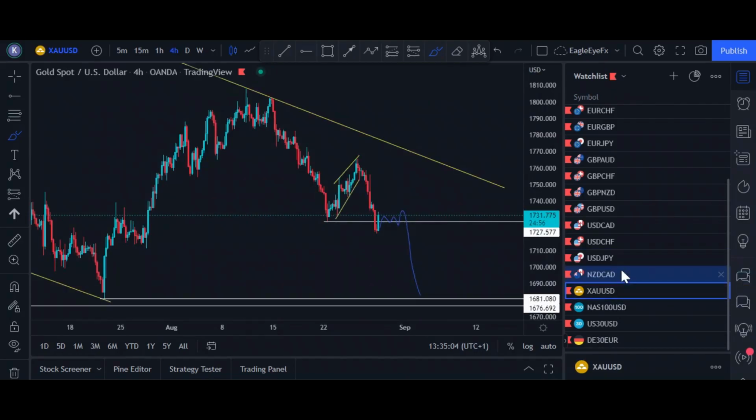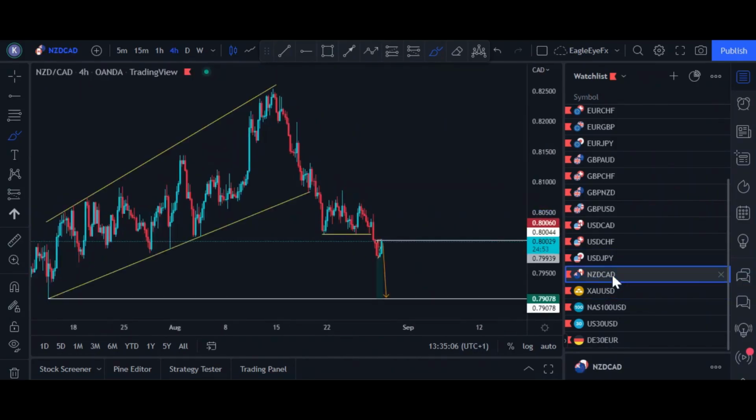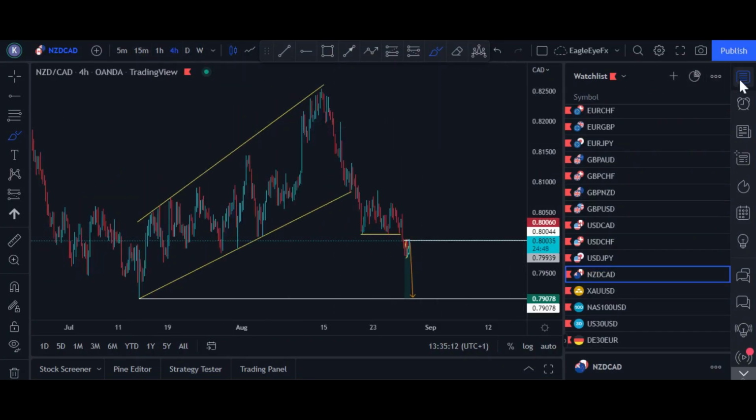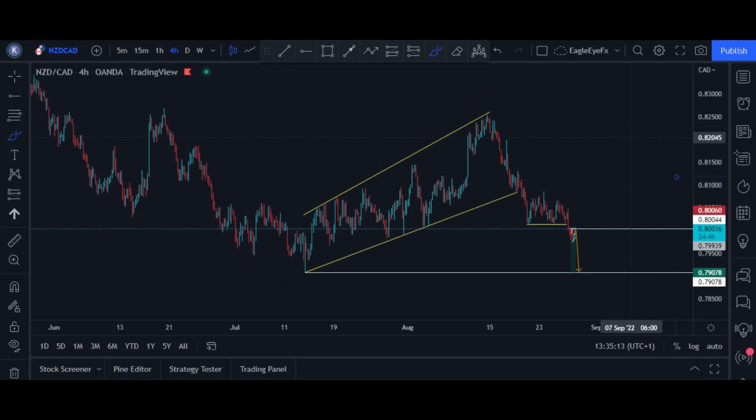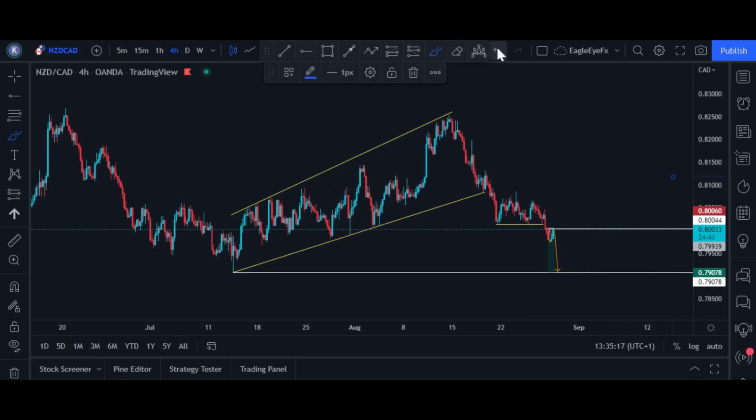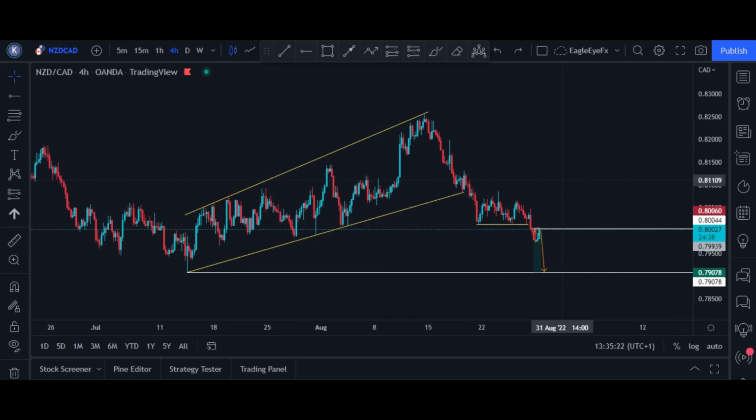Then let me look at NZDCAD before we talk about the rest. NZDCAD has given us this structure over here, which we can see has been broken on the 4-hour time frame, and then it has given us this structure. After the breakout, I see some sort of flag, then a breakout over here, of which I'm expecting it to do this, and then continue all the way to complete the 90%.